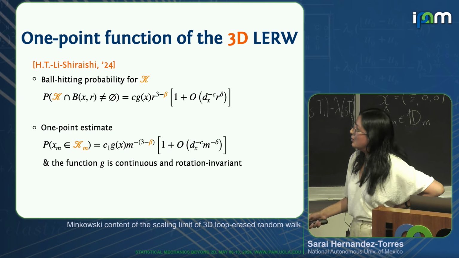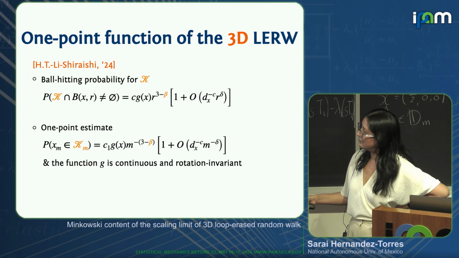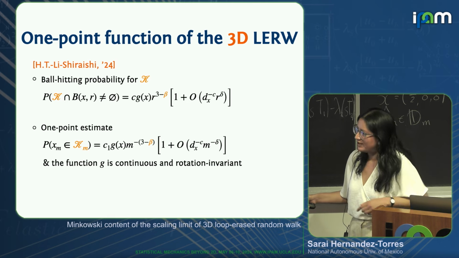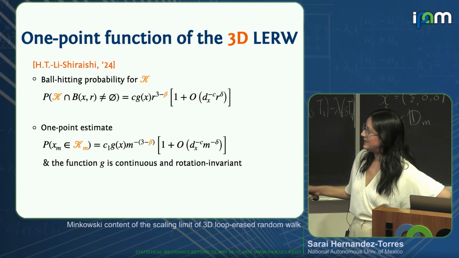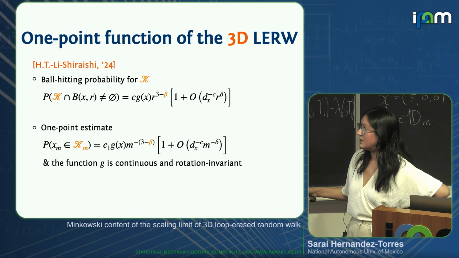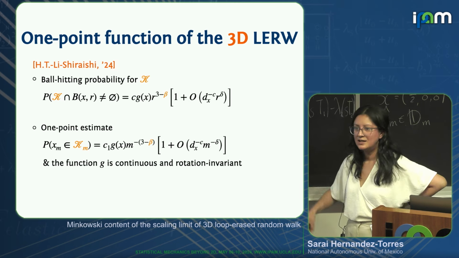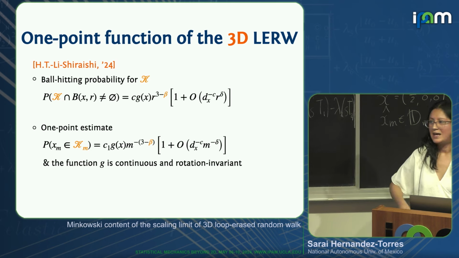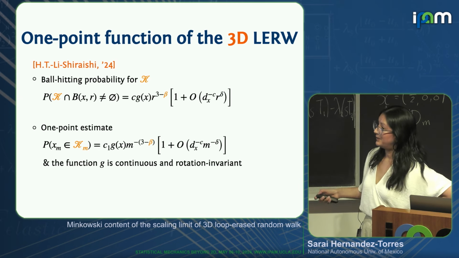So there are two versions. One is the 1-point estimate, where we look at the probability that one point is on K_m, the trace of our loop-erased random walk on the unit sphere. And also this ball hitting probability. So now we look at the limiting object K, and ask what is the probability that it intersects a small ball around a point x. Here x is in the unit ball; x cannot be 0 and cannot be on the boundary, and this ball should be small enough so it lives inside our unit sphere.